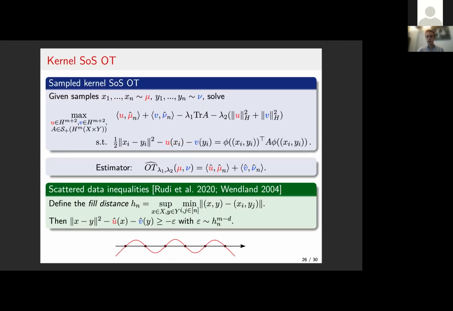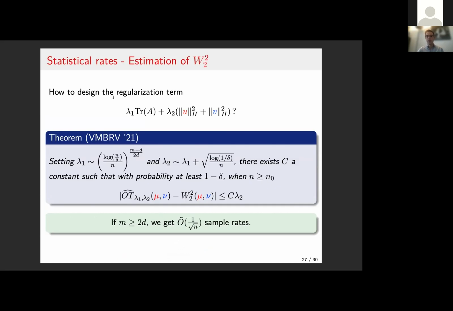And so we were able to leverage those inequalities to show that if we pick our regularization terms, lambda 1, lambda 2, suitably, with rates that are roughly n to the minus (n minus d) over 2d, then with probability at least 1 minus delta, when we go over a certain threshold of samples, our estimator is within a distance of at most c lambda 2 of the actual optimal transport. And so we recovered the bounds that I just showed you a few slides ago. In particular, if m is greater than 2d, then we get rates that are in 1 over square root of n. Okay, so we have rates that match the minimax rates when we're sufficiently smooth.